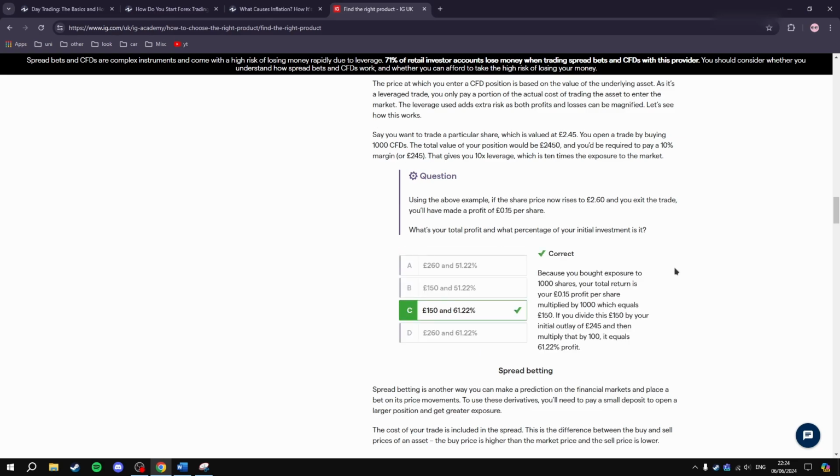Because you bought exposure to 1,000 shares, your total return is 0.15 pounds or 15 pence profit per share, multiplied by 1,000, which equals 150 pounds. If you divide this 150 by your initial outlay of 245 pounds and then multiply that by 100, it equals 61.22% profit.